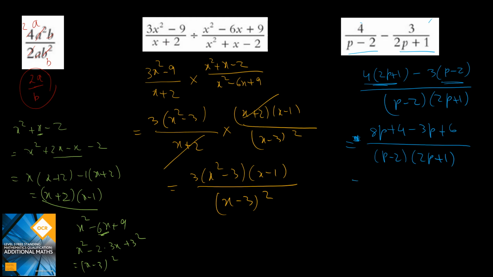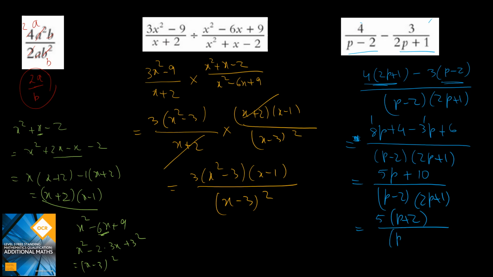So we now get 8 and 3, 5p plus 10, p minus 2, 2p plus 1. Okay, and now you can bring 5 outside. It gets 5 times (p plus 2), and the whole thing divided by (p minus 2) and (2p plus 1). Okay, so that is the answer to this question.